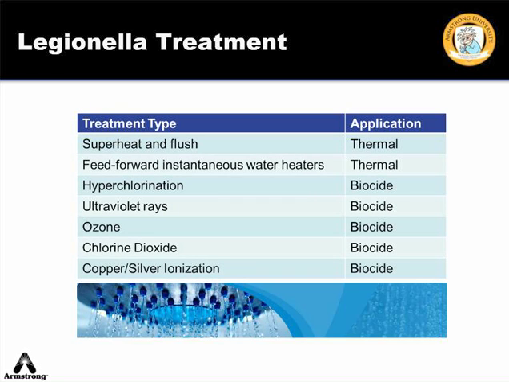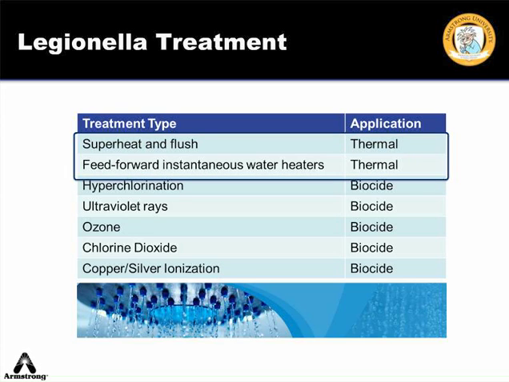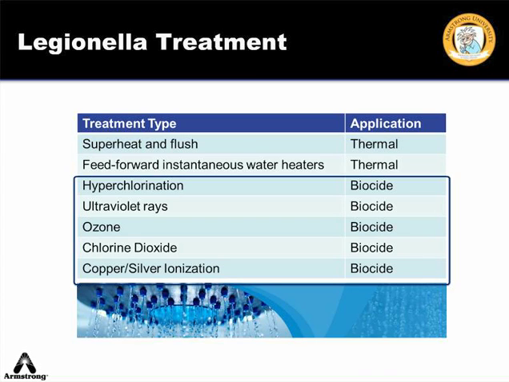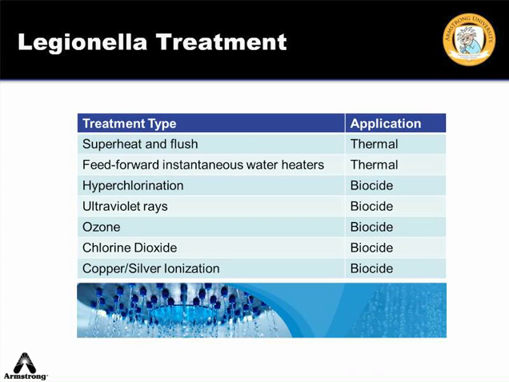There are several main treatment methods for Legionella currently in use. Thermal treatments are done with heat. Biocide treatments mean something is added to the water. Armstrong International has always encouraged thermal treatments. These treatment methods include the following: Superheat and Flush, thermal; feed-forward instantaneous water heaters, thermal; Hyperchlorination, biocide; Ultraviolet Rays, biocide; Ozone, biocide; Chlorine Dioxide, biocide; Copper, silver, ionization, biocide.